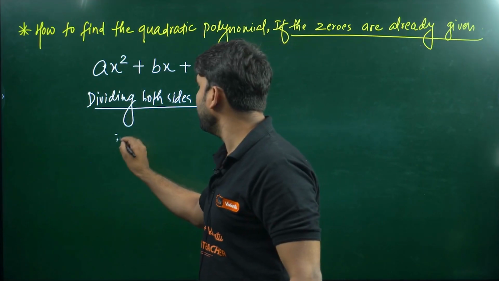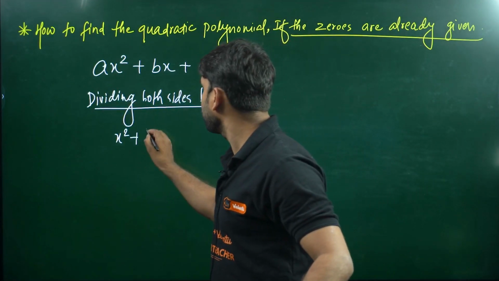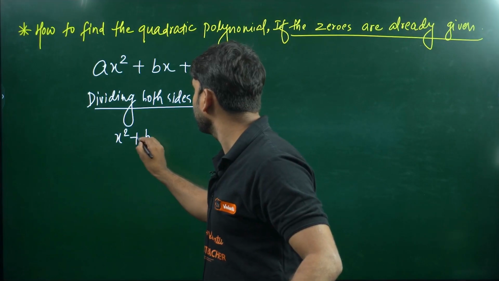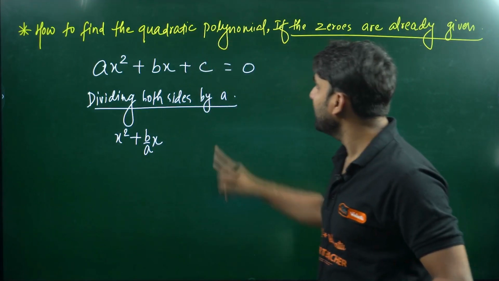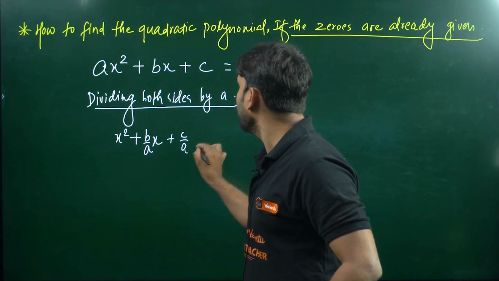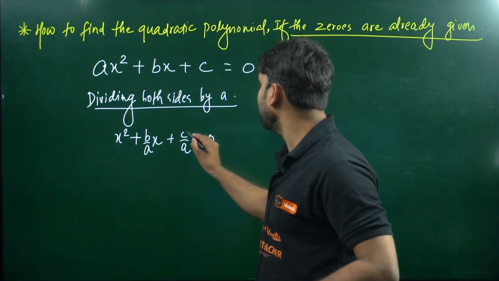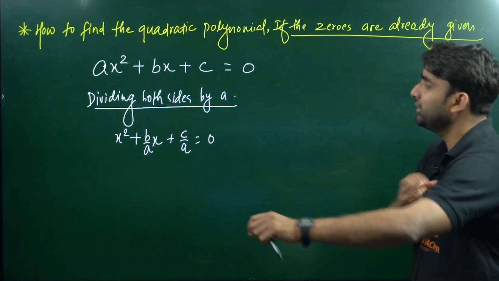So this will be x square, because a by a will be cancelled. It will look like x square plus b by a x plus c by a. And if you divide 0 by a, obviously the result will be 0. Dividing 0 by any number, that will be 0.